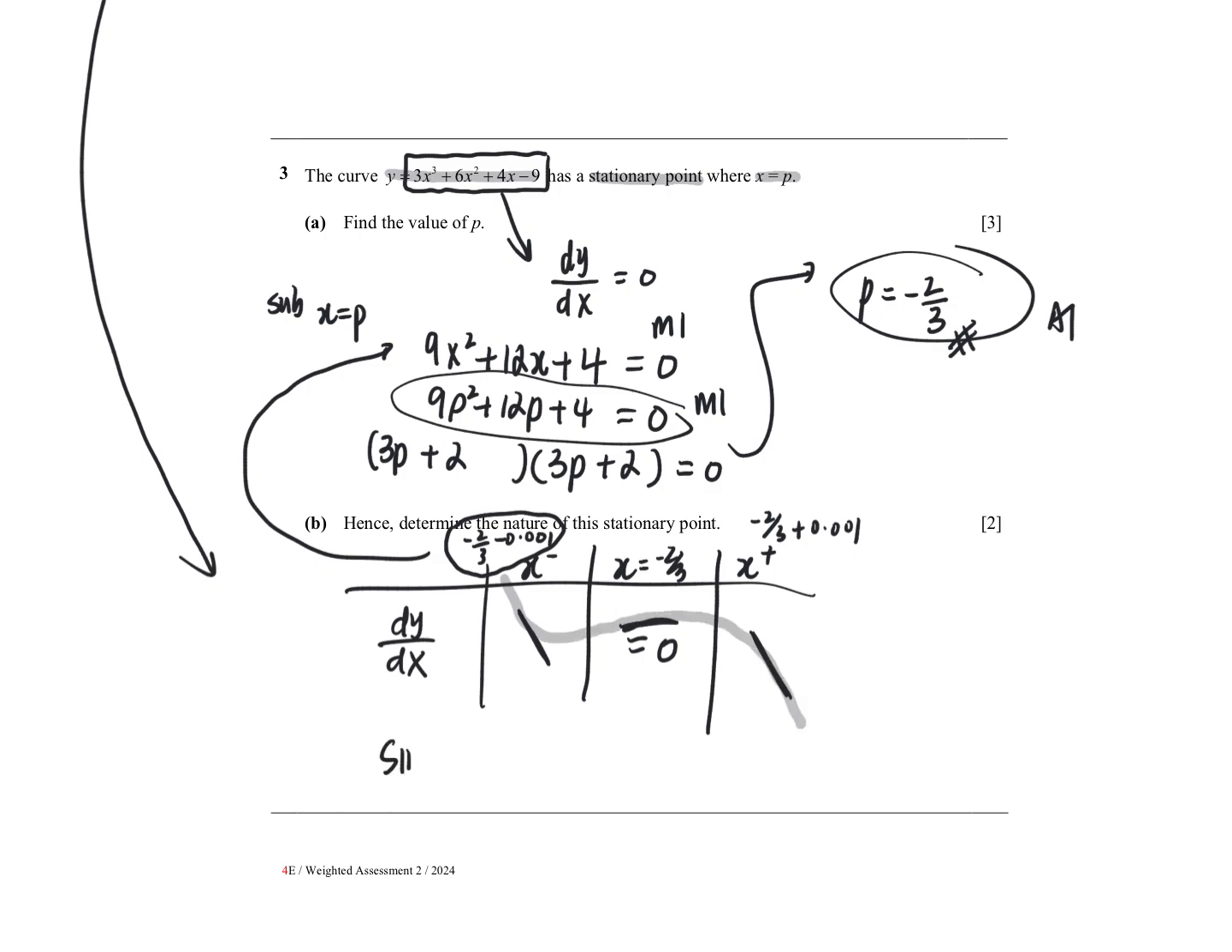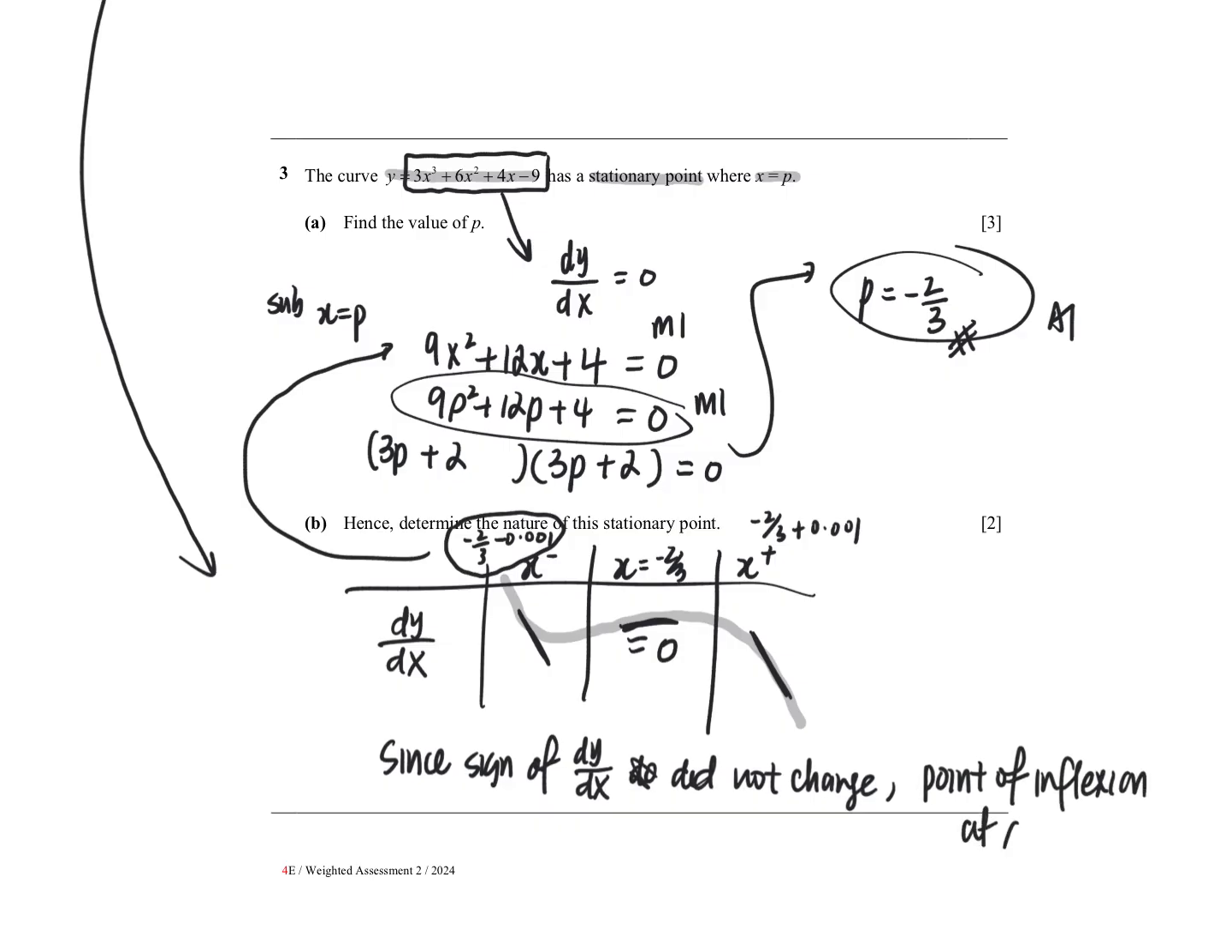So since, actually no need. But if you want, you can say since the sign of dy/dx did not change, it's fine. You just say by first derivative test, then you say it's a point of inflection at x equals minus 2/3. So this is a point of inflection.